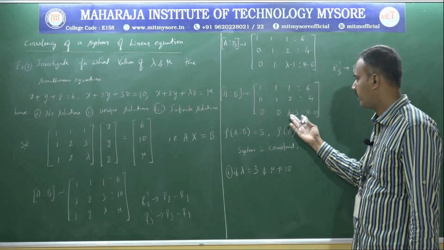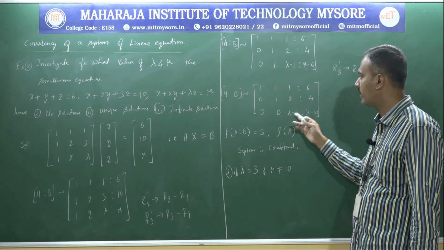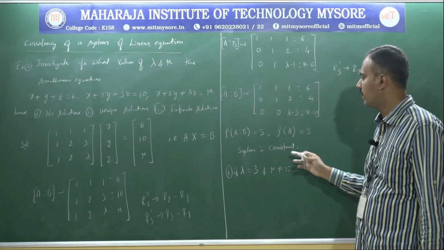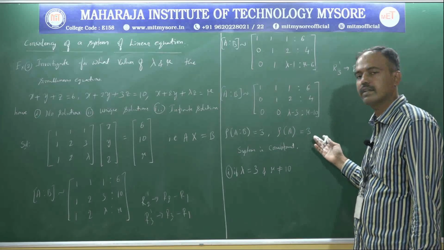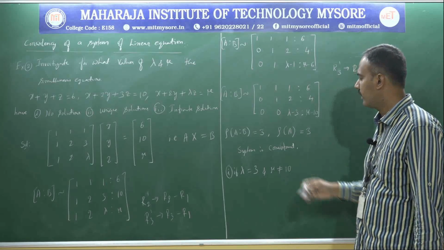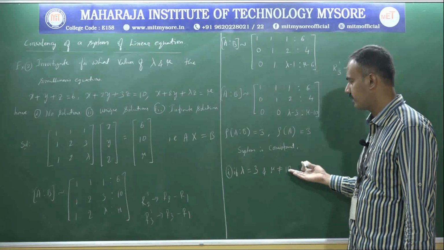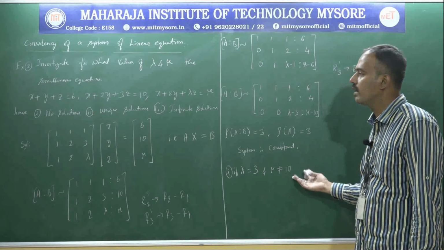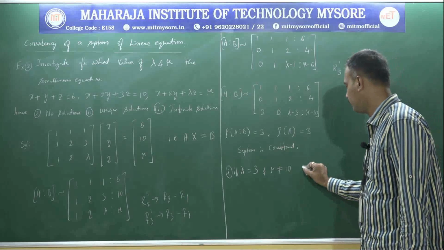Because of the lambda value 3 here, we get the 0 here, and the rank of the matrix A we get as 2. That's why it is inconsistent, and in such cases we get no solutions.